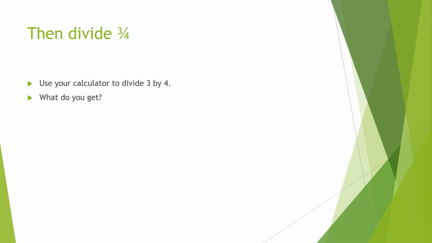Next, we are then going to divide 3/4 because this is the next fraction in our list of fractions from the example problem in the beginning. So we are going to use our calculators to divide 3 by 4. And what do we get when we divide 3 by 4? We will get 0.75, so 3/4 in decimal form is 0.75. So be sure to write this down on your paper as well.